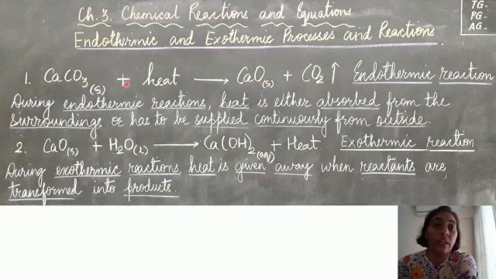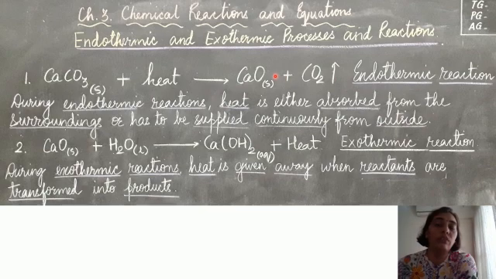So heat is getting absorbed during this process by calcium carbonate to give you the desired products. So calcium carbonate, when it is heated, absorbs heat to break the bonds and finally gets converted into products. So since heat is absorbed during this process, it is an example of endothermic reaction.